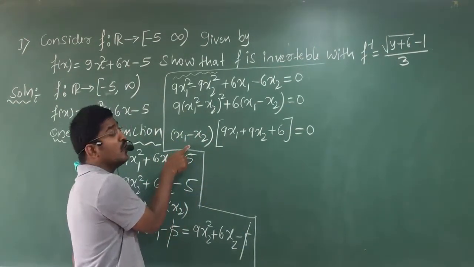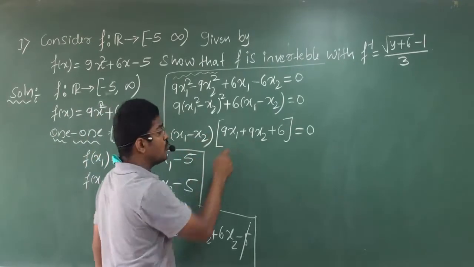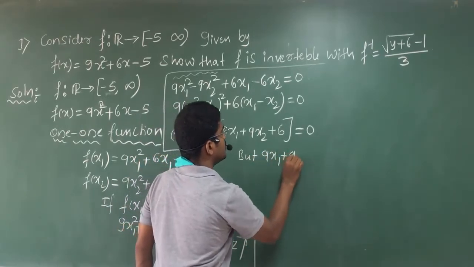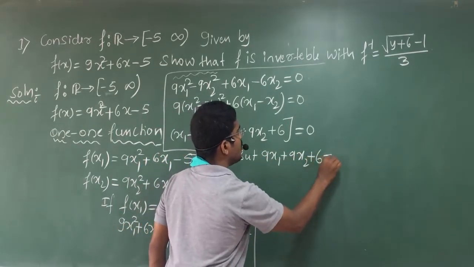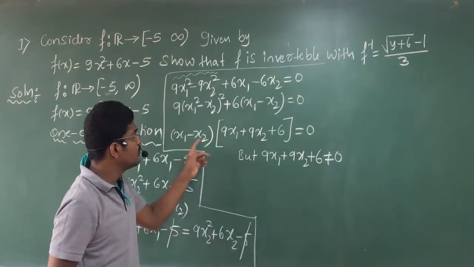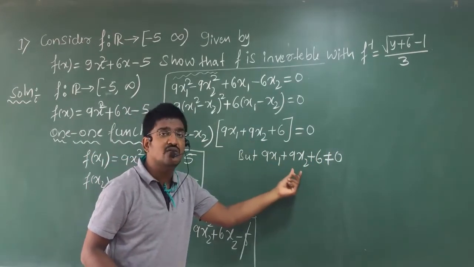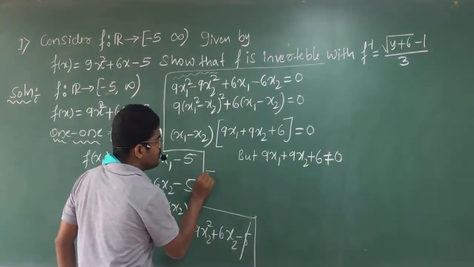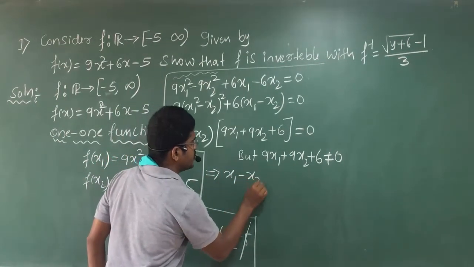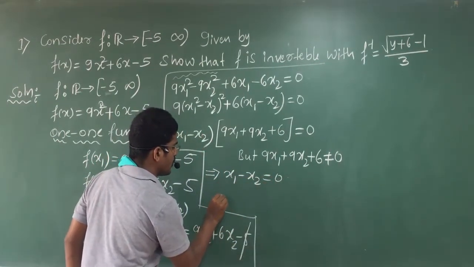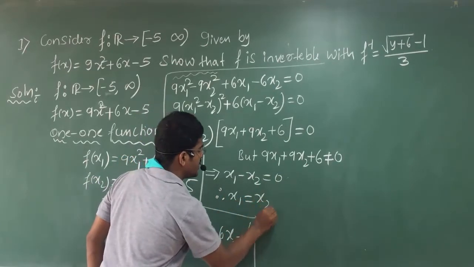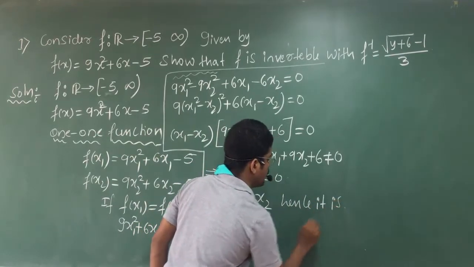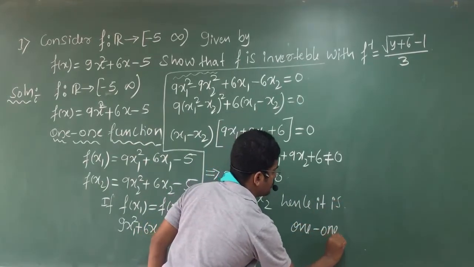Either this must be 0 or this must be 0. But here 9x1 plus 9x2 plus 6 cannot be equal to 0. From these two, this term cannot be equal to 0. You can see directly. So from this it implies x1 minus x2 equal to 0. Therefore x1 equal to x2. Hence it is 1 1.